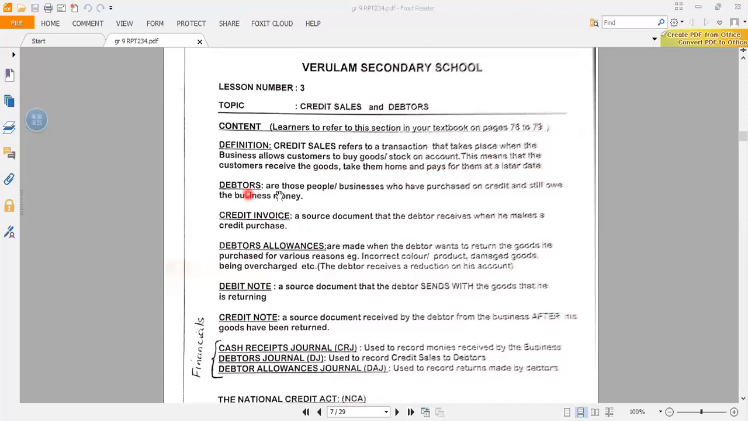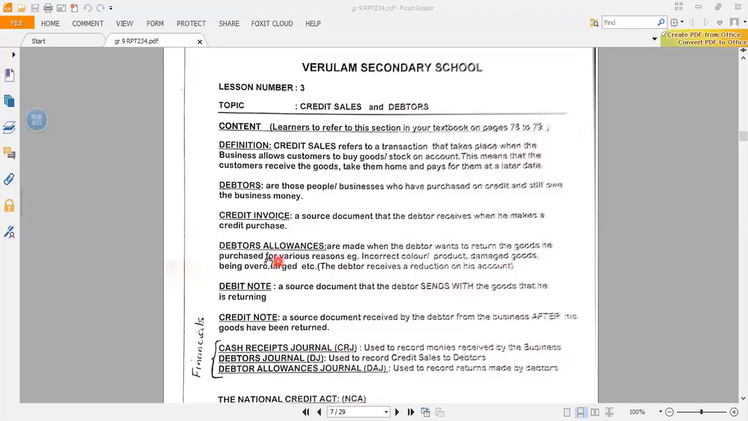Firstly, it is debtors. These are people or businesses who have purchased on credit and still owe the business money. This means if my normal customers come in to purchase products, but they realize that they don't have enough cash with them, but they require the products urgently, they take it today and they will pay me later. Then I will provide to them a credit invoice. That is a source document that the debtor receives when he makes a credit purchase. So when the debtor purchases from my business, I will give to him a credit invoice. What remains in my books is a duplicate credit invoice. And I will record this transaction in a journal called the Debtors Journal.